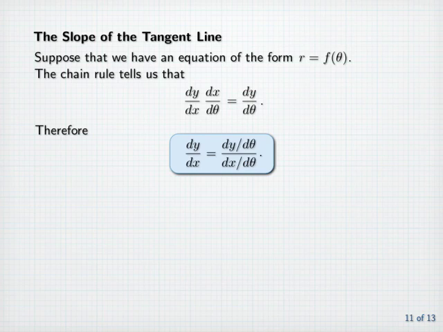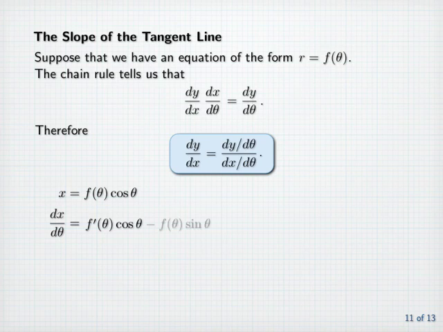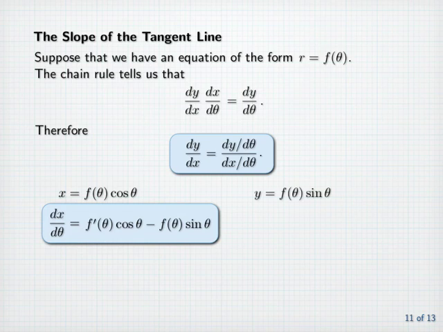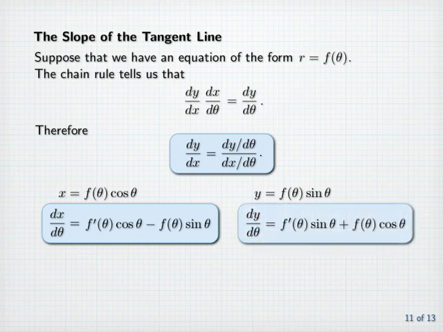So let's now calculate those derivatives of x and y with respect to theta. x is equal to r cosine theta, or f of theta times cosine theta. Therefore, by the product rule, dx d theta will be equal to f prime of theta times cosine theta plus f of theta times minus sine theta. y is equal to r sine theta, or f of theta sine theta, and so dy d theta, again by the product rule, will equal f prime of theta times sine theta plus f of theta times cosine theta. So these are the denominator and the numerator of the derivative of y with respect to x, respectively.